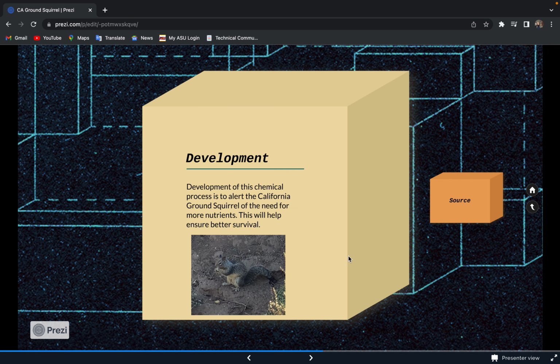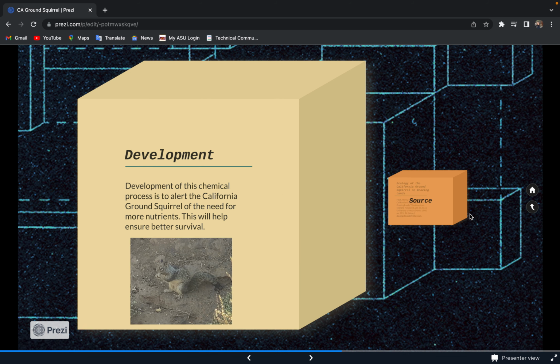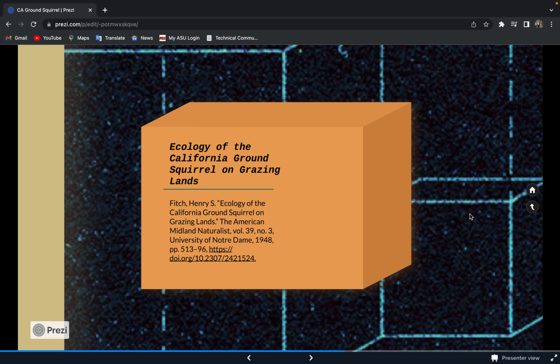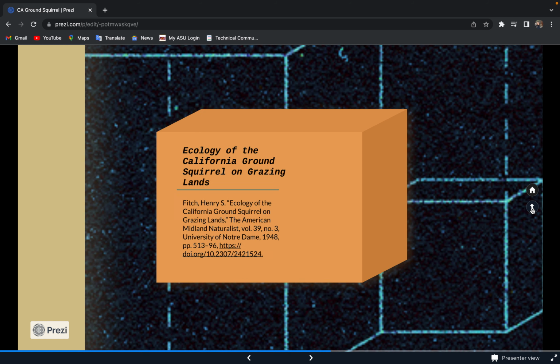For the development portion, the hypothesis is that development of this chemical process is to alert the California ground squirrel of the need for more nutrients. This will help ensure better survival, and especially to make sure that it doesn't go starving, which can be referenced again in The Ecology of the California Ground Squirrel on Grazing Lands by Henry Fitch.